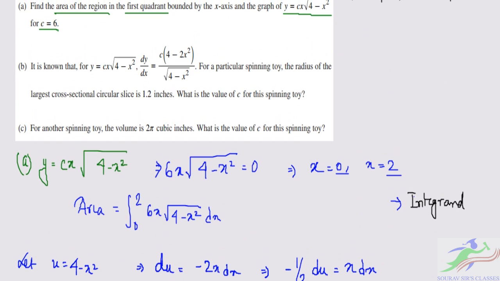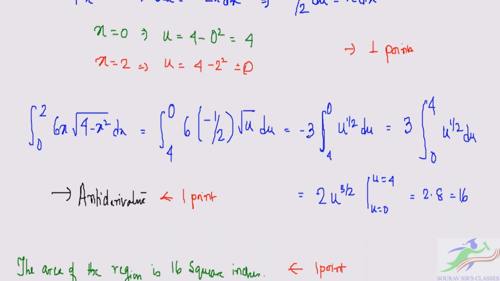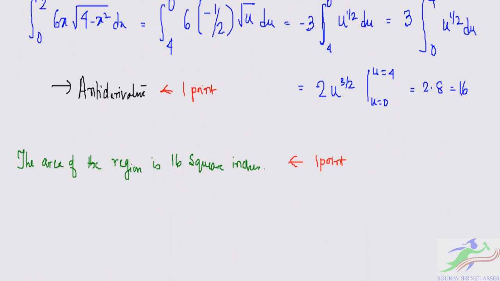Now what is the question saying for part B? It is known that y equals cx root over 4 minus x squared, and dy dx is given. For a particular spinning toy, the radius of the largest cross-sectional circular slice is 1.2 inches. So what is the value of c for this spinning toy? To determine the value of c, let's solve this part B.